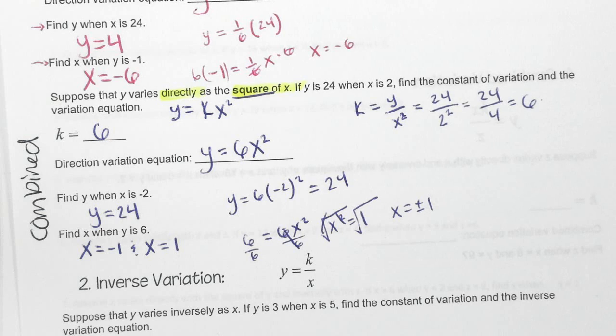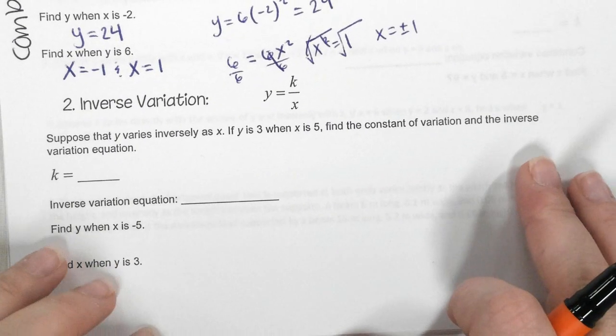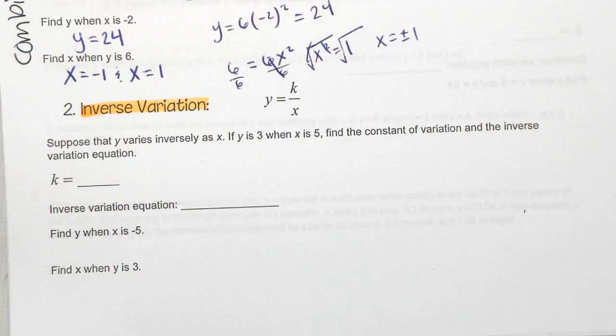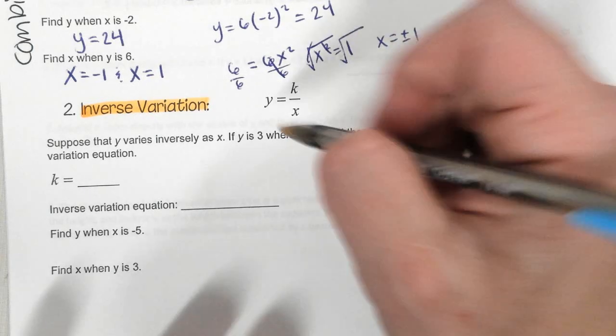Okay, the next one is inverse variation. So the inverse is the opposite. Instead of multiplying by x, what is it doing? Dividing. So that's the only difference here. It's y equals k over x.